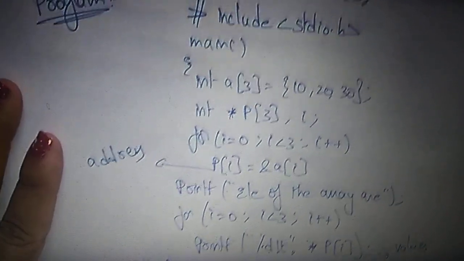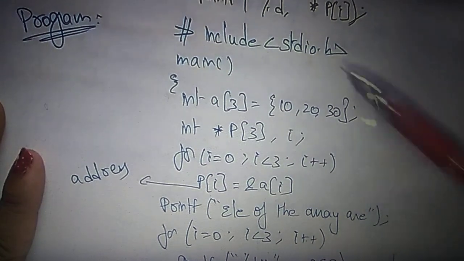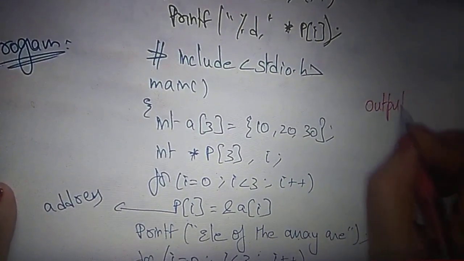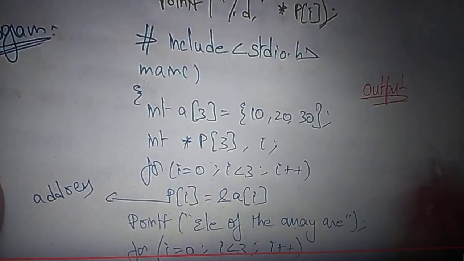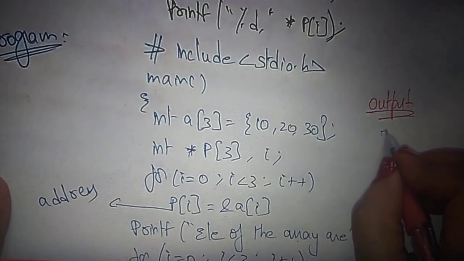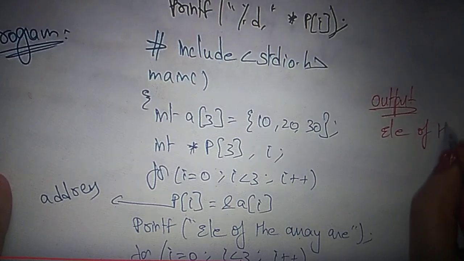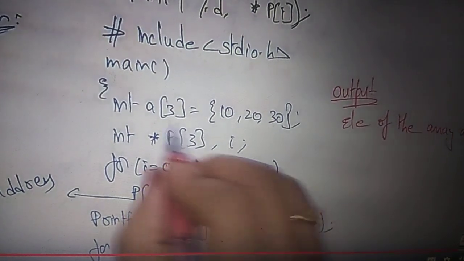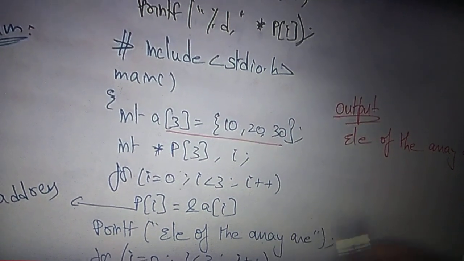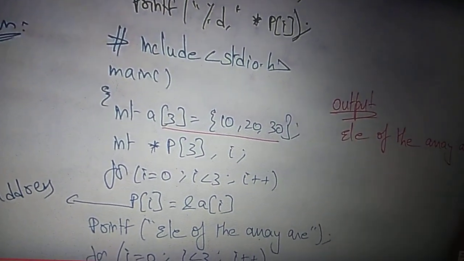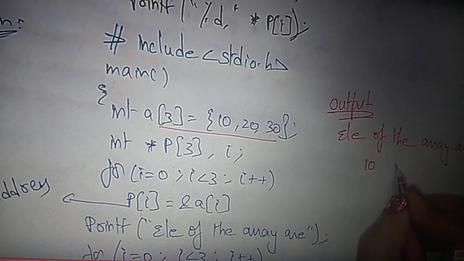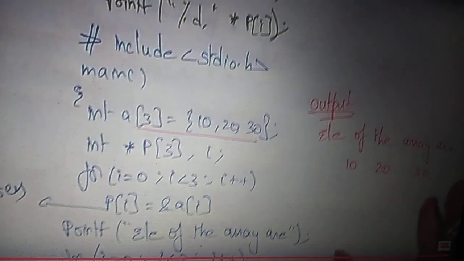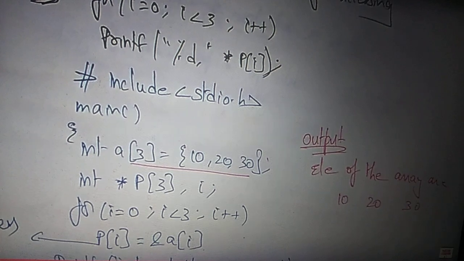Close the main. Then what will be the output here? The output is first, elements of the array are. Here I already initialized the array, so this is a compile time initialization. Directly it prints elements of the array are 10, 20, 30 with tab space. So this is about the array of pointers. Thank you.